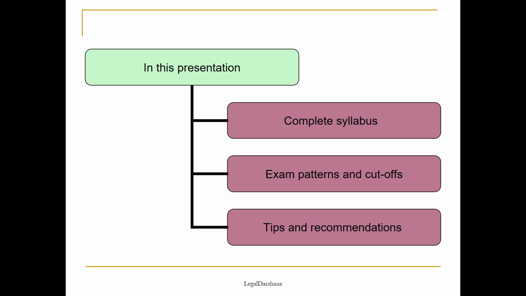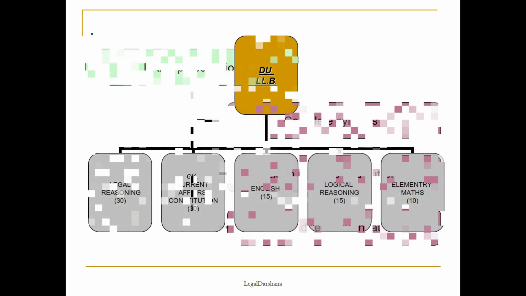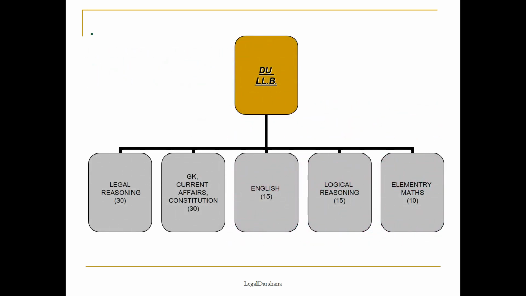Then we come to English, which consists of areas of vocabulary, synonyms, antonyms, and passages sometimes, and sometimes spell checks, which nearly comprises 15 questions. Next is logical reasoning. For logical reasoning, we have 15 questions, and we will be discussing what the course is for logical reasoning, and then elementary mathematics.